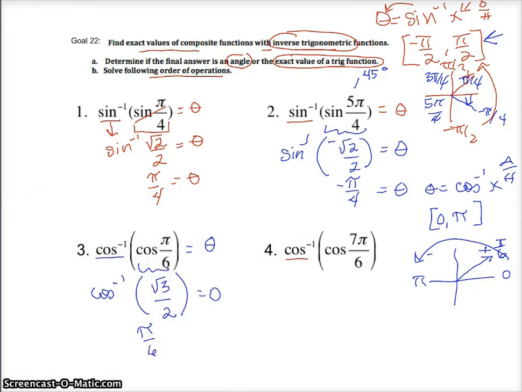The outside function is an inverse, so we will be ultimately solving for theta. To evaluate the inside first, the cosine of 7 pi over 6. We know that the reference angle is 30 degrees, and the cosine of 30 degrees is the square root of 3 over 2. And now we need to determine the quadrant of 7 pi over 6. So quadrant 1 is pi over 6. Quadrant 2 is 5 pi over 6, and quadrant 3 is where 7 pi over 6 lies. And we know in quadrant 3, cosine is negative.